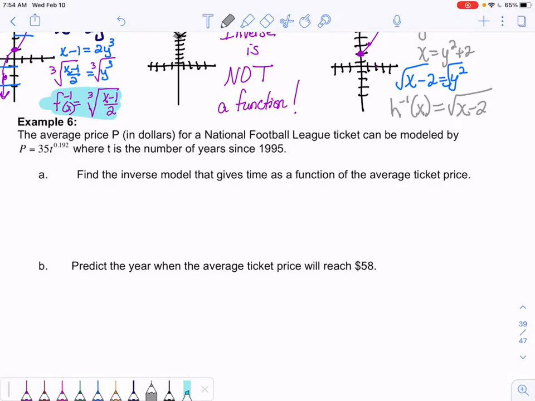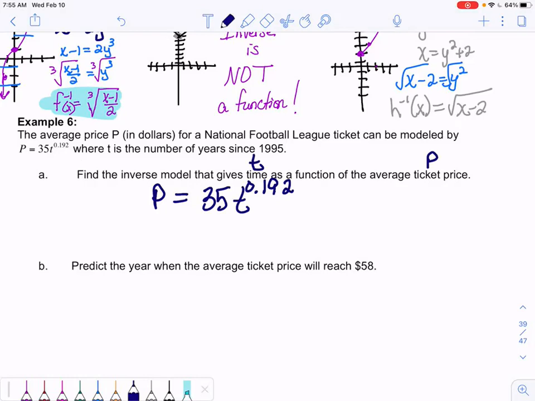It wants us to find the inverse model that gives time as a function of the average ticket price. And this is a little different than just dealing with x and y and switching x and y. So I'm going to write our function here. So we have P equals 35T to the 0.192. So this says find the inverse model, which gives T, time, as a function of the average ticket price. So time and price.